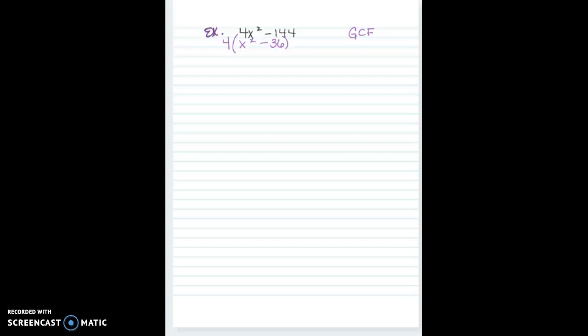Now, if you recognize you actually have two terms, you have the difference of squares, in that the x squared and the 36 are both perfect squares. So I need two parentheses, one plus sign, one minus sign. The factors of x squared are x and x, and the square root of 36 is 6. So I put a 6 and a 6. And the 4 comes down to the front.